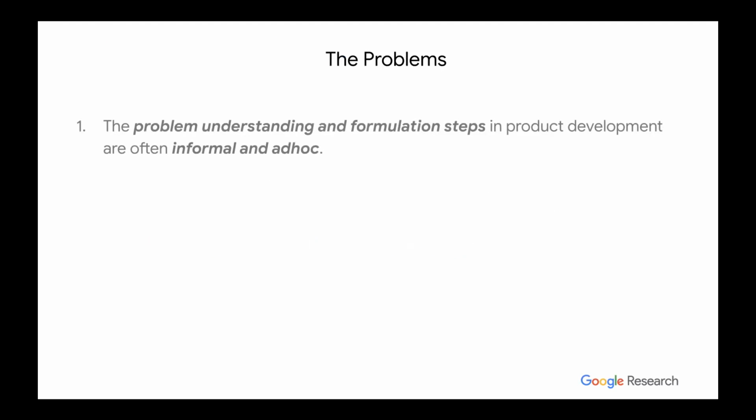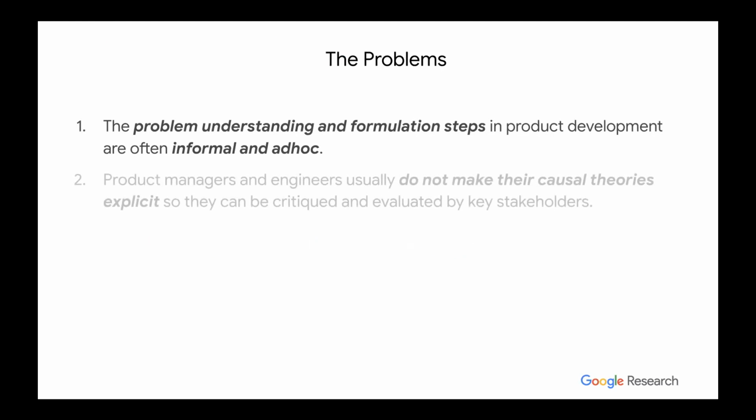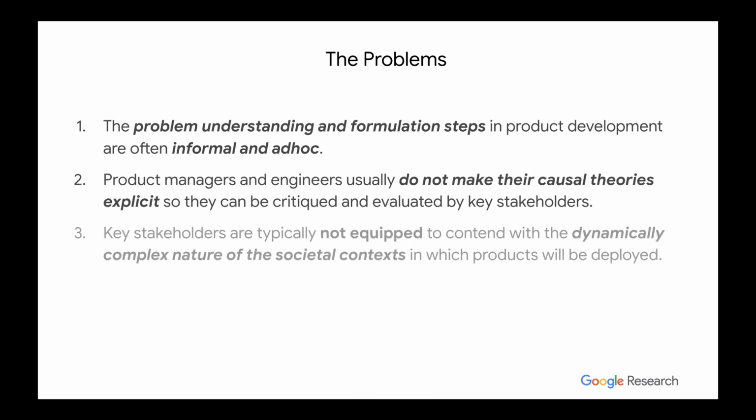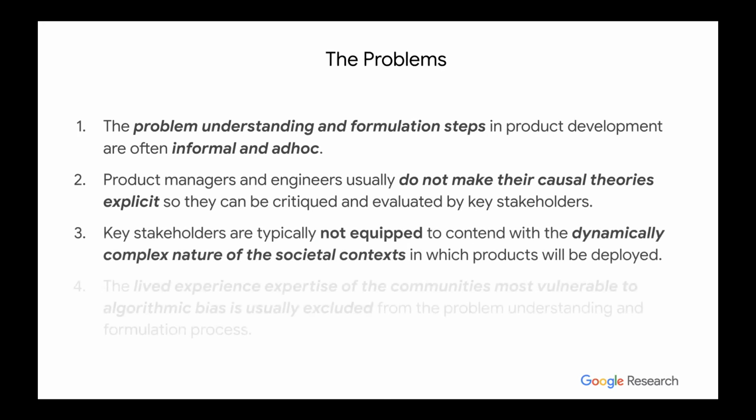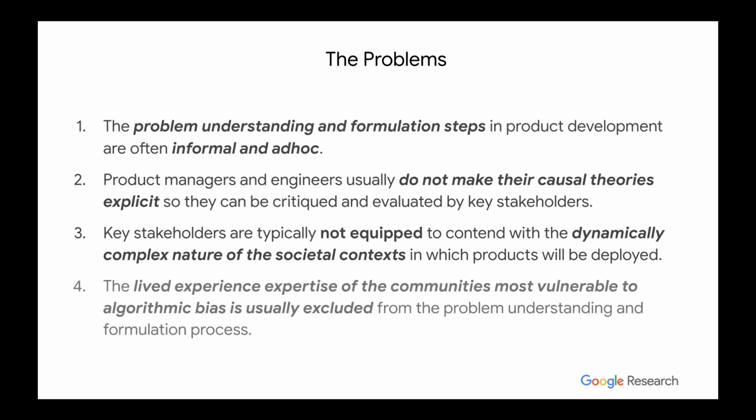So what are the problems? The problem understanding and formulation steps in product development today are often informal and ad hoc. Product managers and engineers usually don't make their causal theories explicit, right? They're usually just in their heads, and then they make some decisions that end up influencing a product. The key stakeholders who are involved in this are typically not equipped to contend with and understand the dynamically complex nature of these societal contexts, right? They don't have a systems thinking basis. They don't understand system dynamics. And then finally, the lived experience expertise of the communities that are most vulnerable to algorithmic bias is usually excluded from this problem understanding and formulation process. So these are the problems that we want to address.